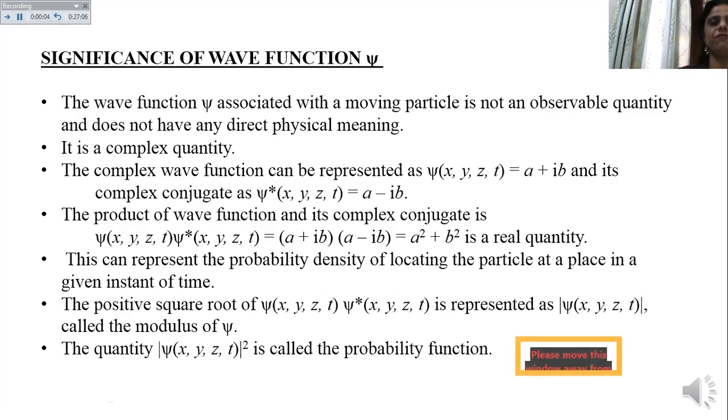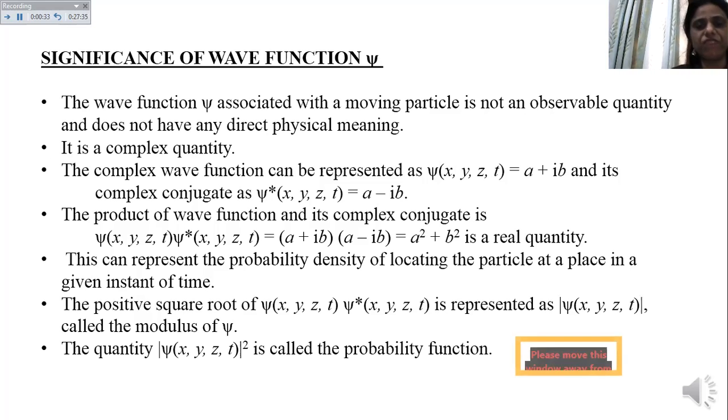Now, what is the significance of wave function? The wave function associated with moving particles is not an observable quantity and does not have any direct physical meaning. Look, the wave function is not something that scientists have directly observed. It does not have any direct meaning, but it is attached to the nature of the electron or the particle of matter. It is a complex quantity, that is, it involves iota.